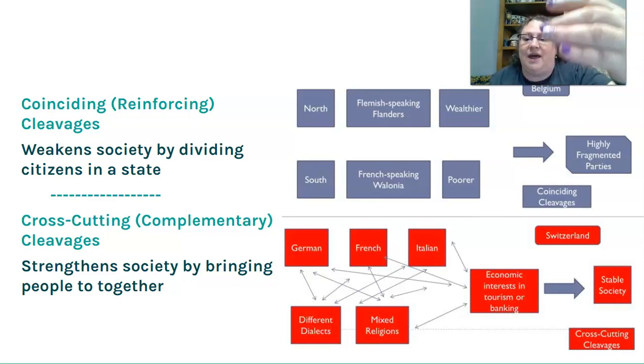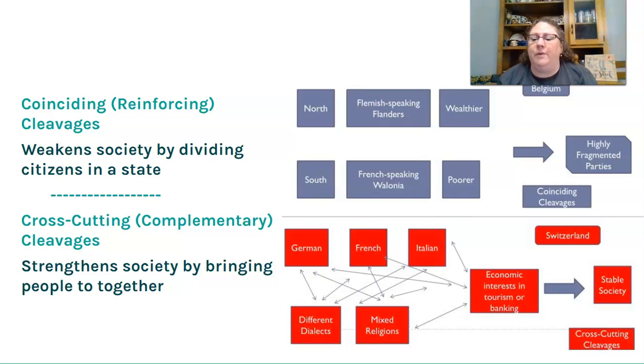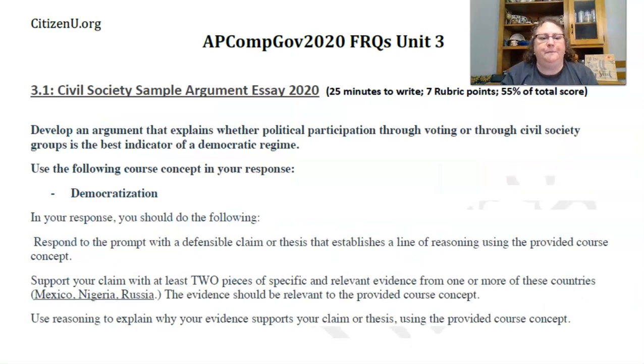Okay. So maybe the North was wealthy, but they also had a lot of French speakers. That would have a way to kind of unite the North and South, which is what we see in, say, Switzerland, which has what we call cross-cutting cleavages that strengthen their society by bringing people together. So they have all these different groups of people speaking all these different languages. They have several official languages. And so in that sense, because I live in the North, but I speak German, it helps me relate to somebody who lives in the South who also speaks German. So there's what we call cross-cutting cleavages that complement each other, and that leads to less division in society.